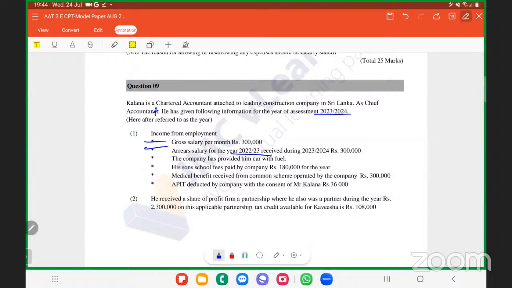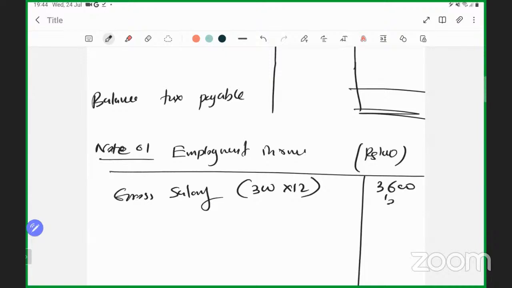If you received any arrears salary during the year of assessment, employment income needs to be calculated on the cash basis. Therefore, whatever the period relevant to that salary, if you received it during the year, you have to take that as income. So this 300 you can take as income. That is what arrears salary is.